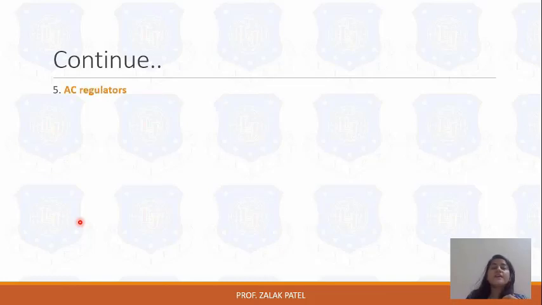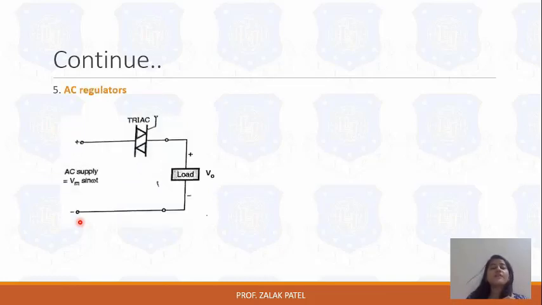Next one is the AC regulator. An AC regulator is one type of AC to AC converter. So here a triac will be used as this regulator. Triac means triode for alternating current. We will see the construction, its schematic, as well as the IV characteristic of the triac in later lectures. Here again the load is connected across it.